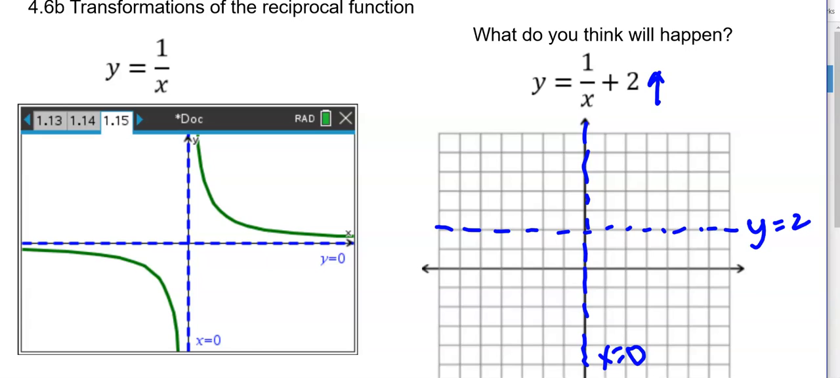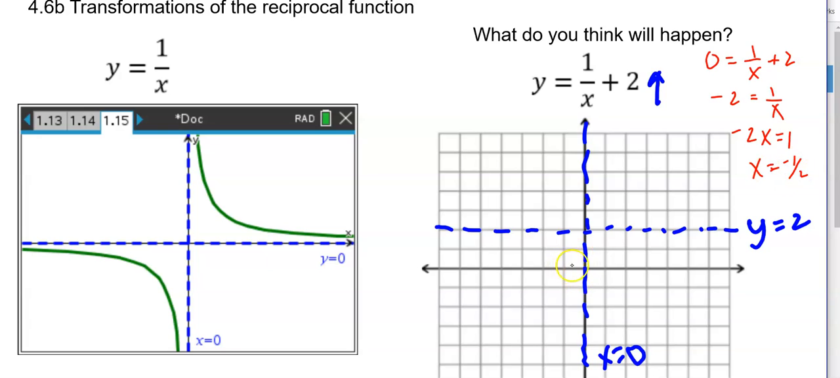This would be a good idea if you want to get the intercepts correct. I don't think we have a y-intercept, but I think we would have some x-intercepts. So to find x-intercepts, you plug in y equals 0. So 0 equals 1 over x plus 2. Subtract 2, you get negative 2 equals 1 over x. Multiply by x, you get negative 2x equals 1. Divide by negative 2, x equals negative 1/2.